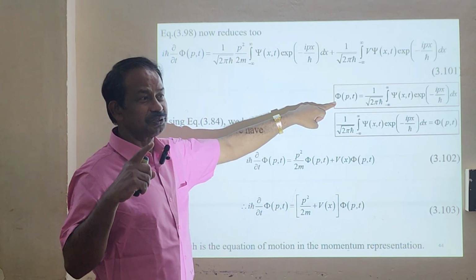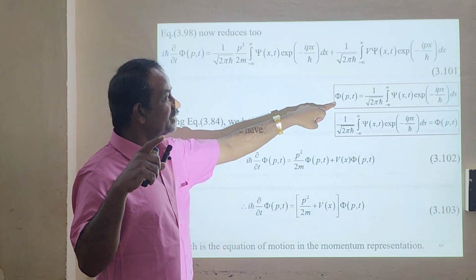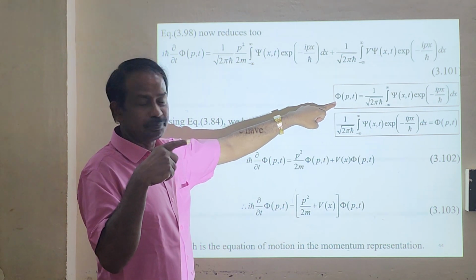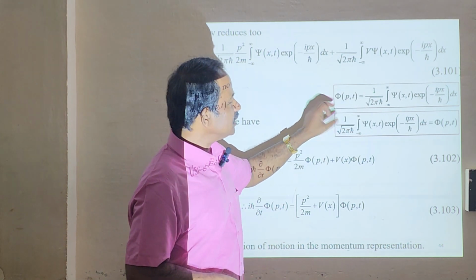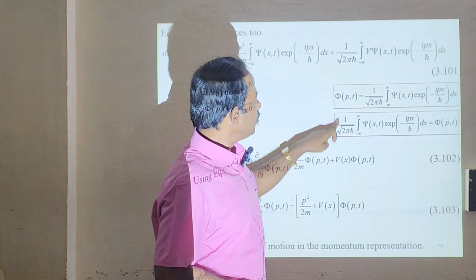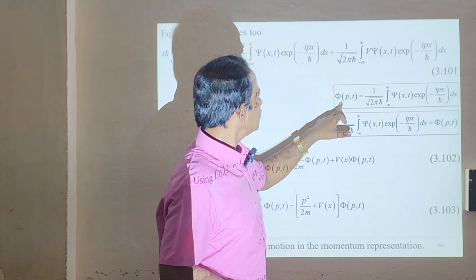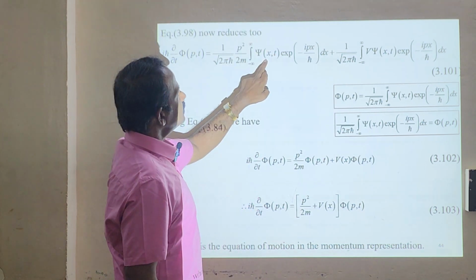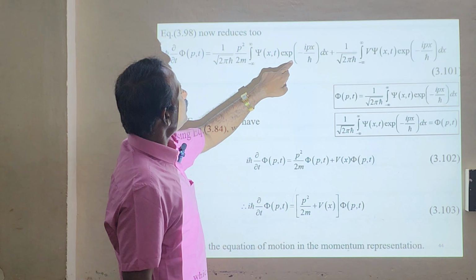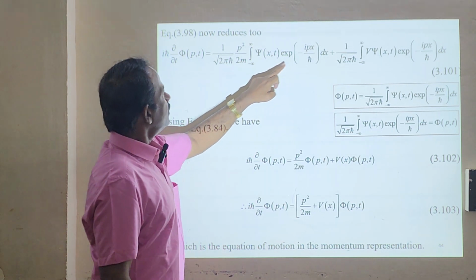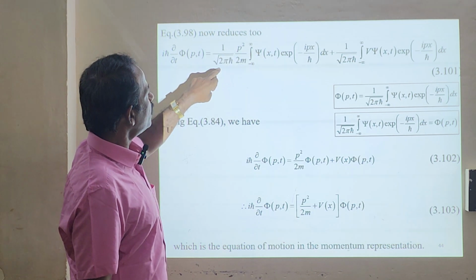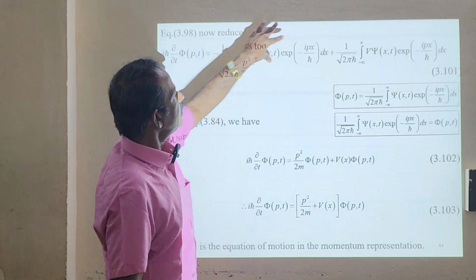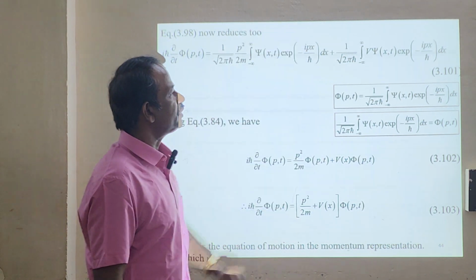So Fourier transform, you should not forget all those things. Very important. Fourier transform pairs, very very important. So we know already this. Now you just keep 1 by root 2 pi h cross. What I am saying is this term, psi of x comma t e power i p x, multiplied by 1 by root 2 pi h cross, can be written as phi of p comma t.